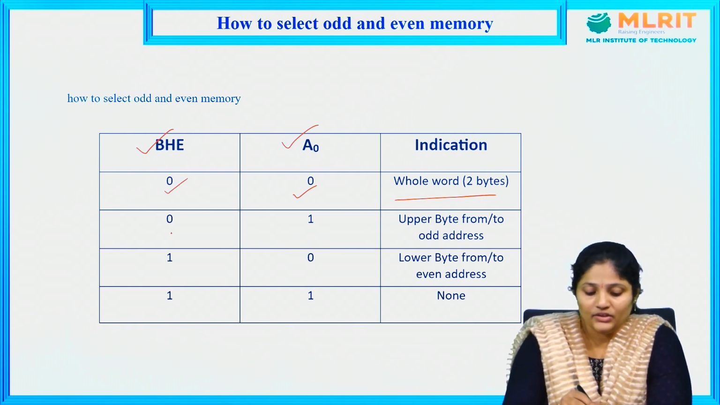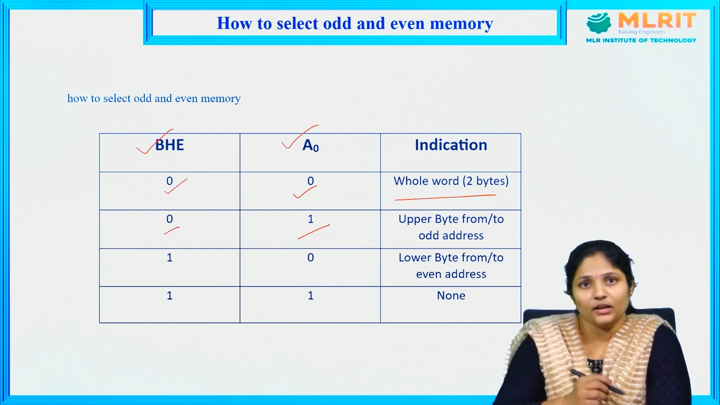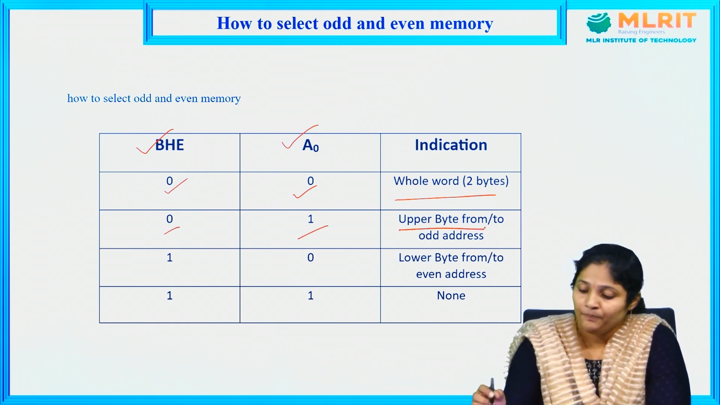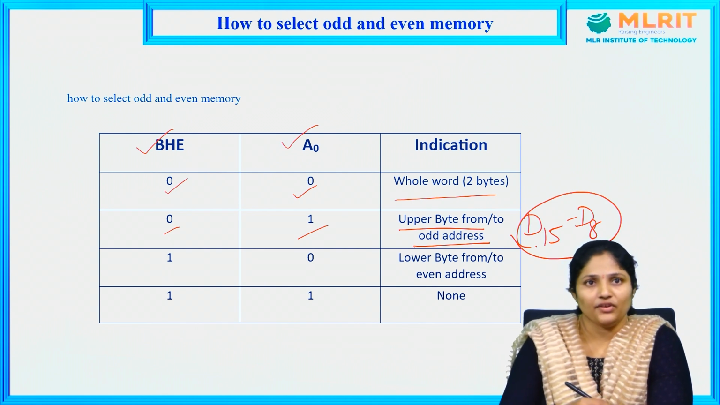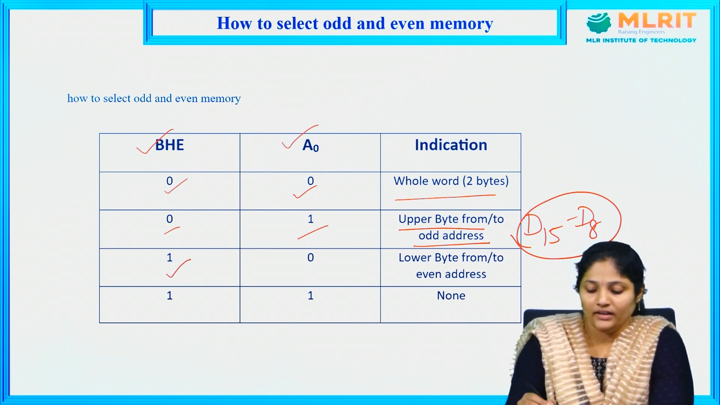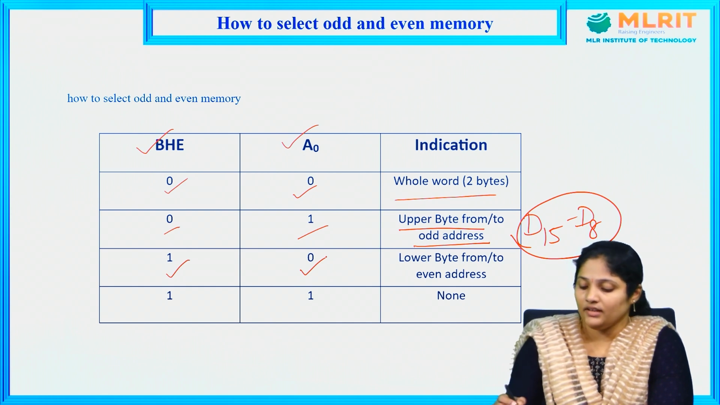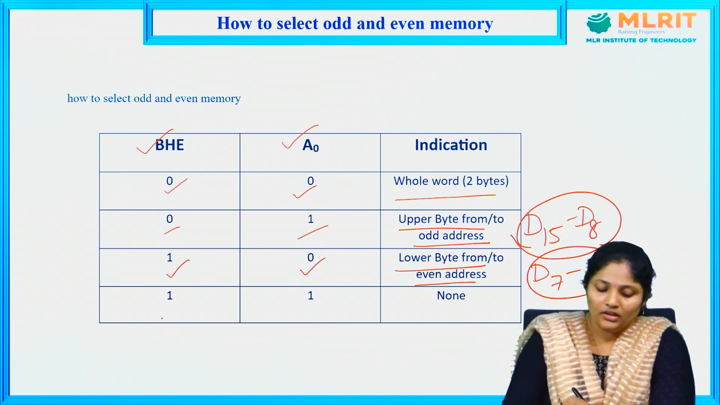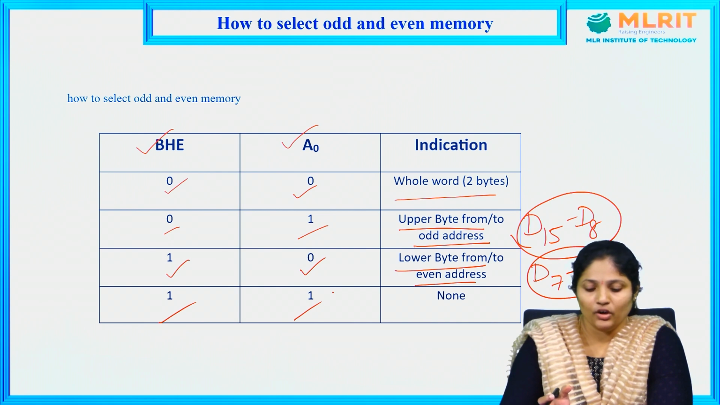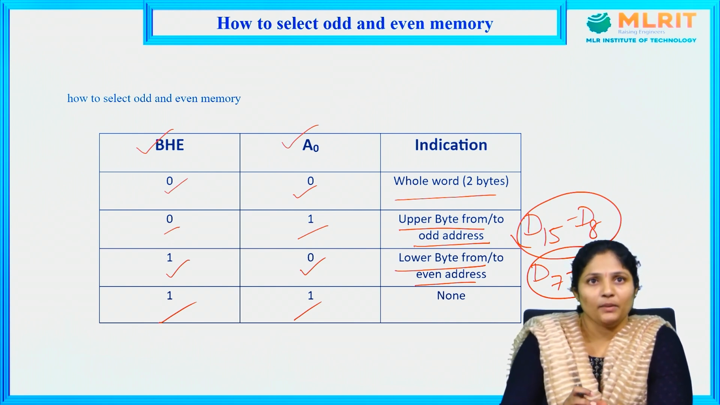If BHE equals 0 and A0 equals 1, the upper byte, the data present at the odd address, which is D8 to D15, is transferring. If BHE equals 1 and A0 equals 0, then the lower byte of data, at the even address, D0 to D7, is being transmitted. If both are ones, no operation is being performed. So this is how the physical memory organization is in the 8086.